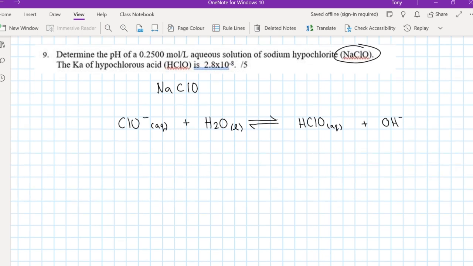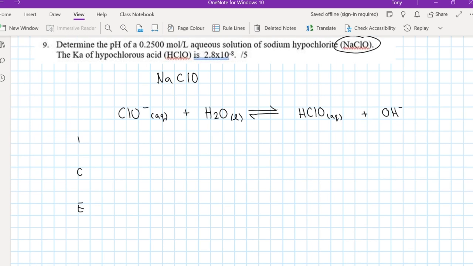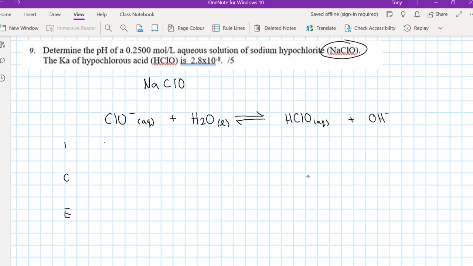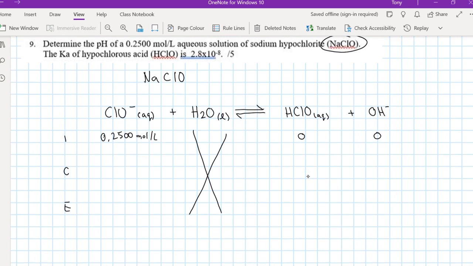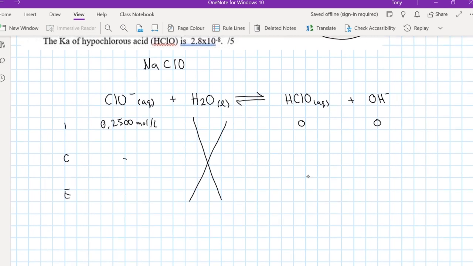From here, you're going to create an ice table. Initial, change, and equilibrium. The initial concentration that we have was given in the question as 0.2500 moles per liter. We ignore water because it's a liquid. And we start off with no HClO and no OH- respectively. In terms of the change, we're going to lose X of the ClO-, and we're going to gain that same amount of HClO and of OH- respectively.